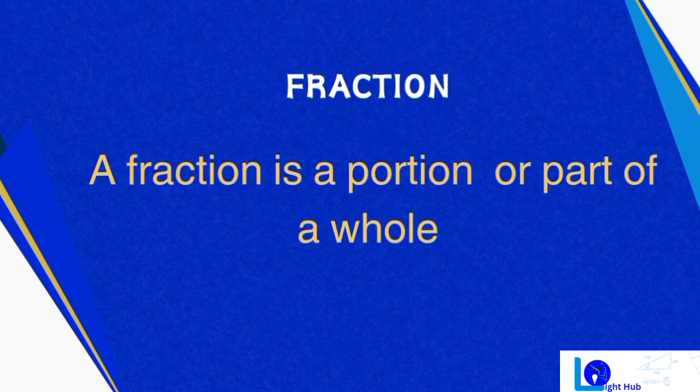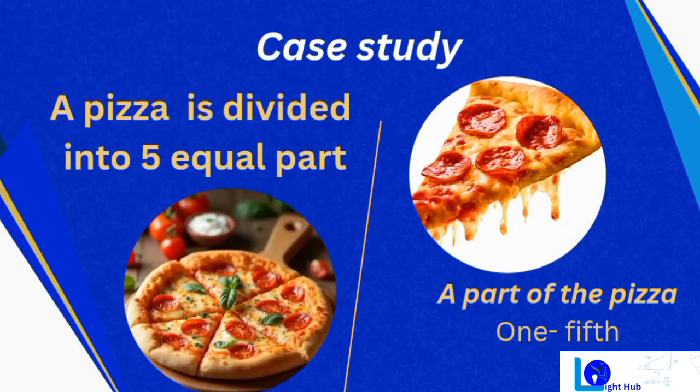Let's take a pizza as a case study. This pizza, as you can see it on the screen, is divided into 5 equal parts. So if I remove a part from that pizza, I will call it 1/5, which means one out of the 5 portions. One part out of the 5 portions it was divided into.